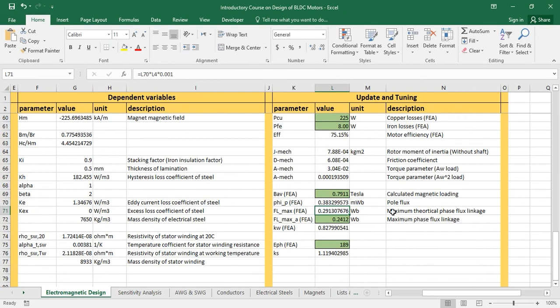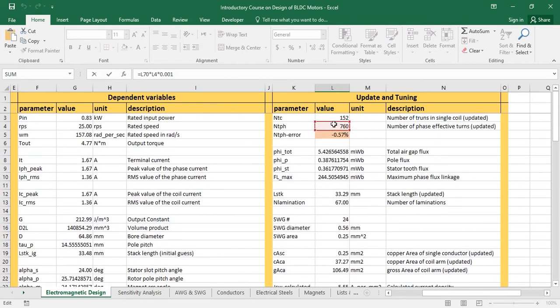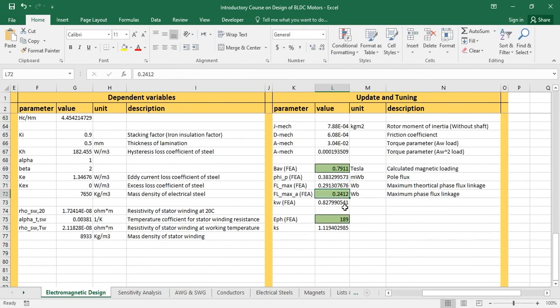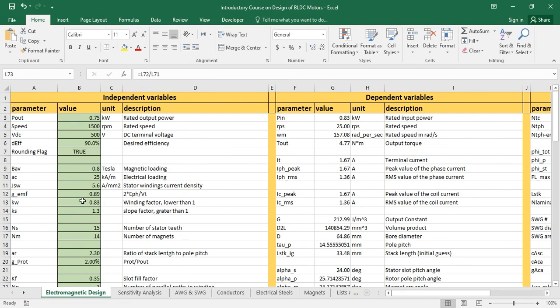And as you know, the maximum theoretical phase flux linkage is pole flux times this number, number of effective turns per each phase. And finally, the winding factor is equal to the maximum phase flux linkage calculated by FEA divided by the maximum theoretical phase flux linkage. As you can see here, the value of winding factor is 0.827, right? So when we calculate this number, we should update its value at the beginning of the design, right? But here, because I considered the right number at the start of design, I don't need to update it again, right? Because I did this design before.